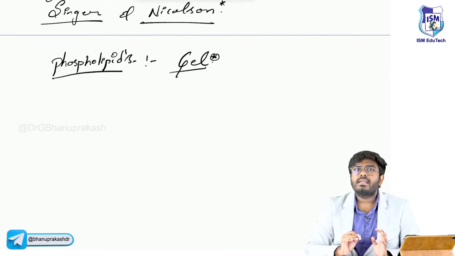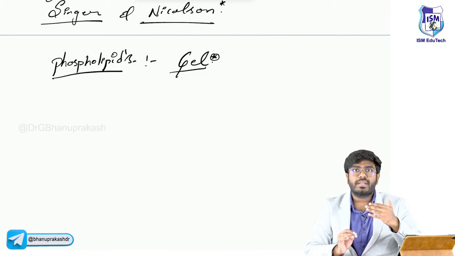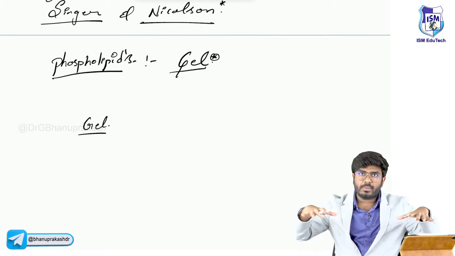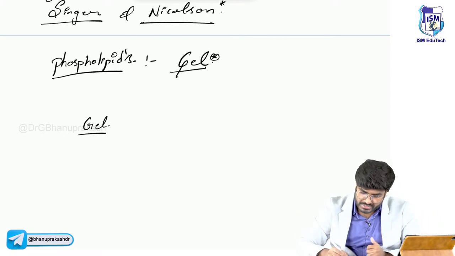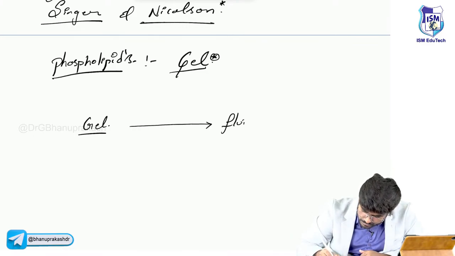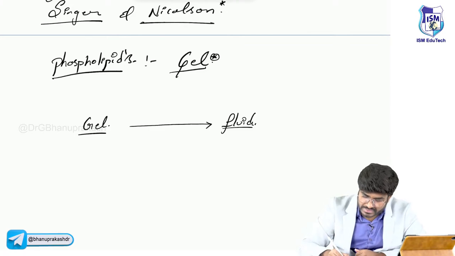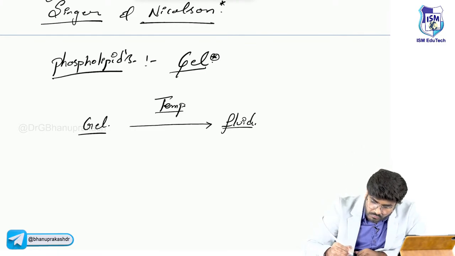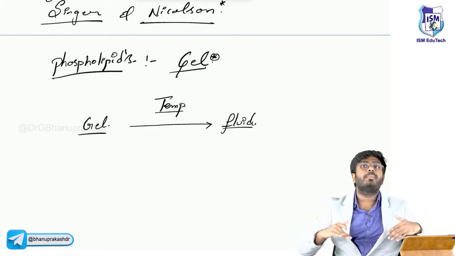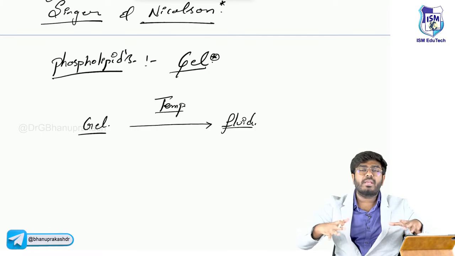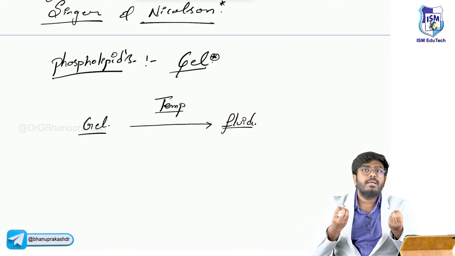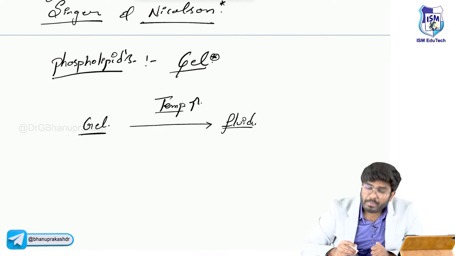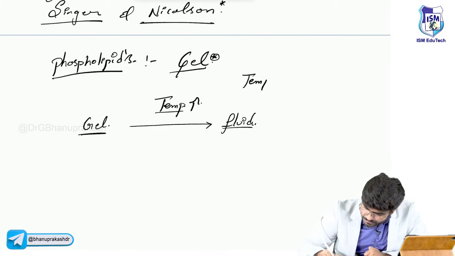Now, question to you. If you increase the temperature, do you know what happens? This gel kind of phospholipid becomes more fluid. So the gel will become fluid, meaning fluidity increases with temperature. If you increase the temperature, the fluidity of the cell membrane increases, like more of a water kind of thing. So with an increase in temperature, MCQ: what happens to the fluidity?